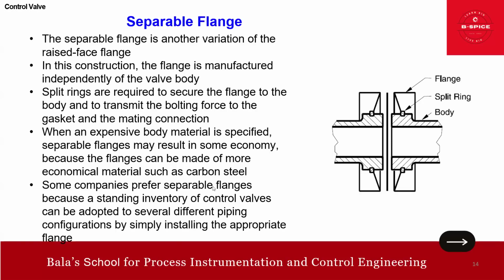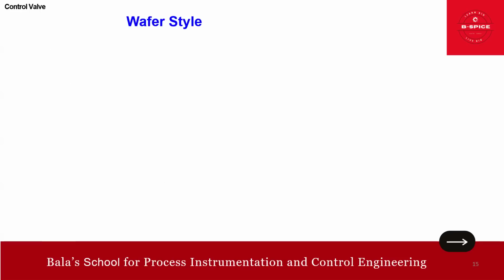Okay, some companies prefer separable flanges because a standing inventory of control valves can be adapted to several different piping configurations just by installing the appropriate flange. So that is the point. One way they have the economy, and the other way they can have a better inventory. But to be frank, I have never come across this kind of application. I personally have never seen it. But there is an option. Just remember there is an option, if the scenario necessitates it. So that's separable.